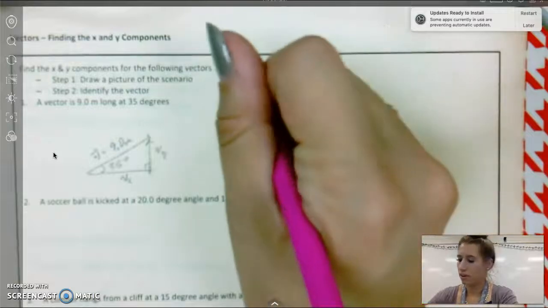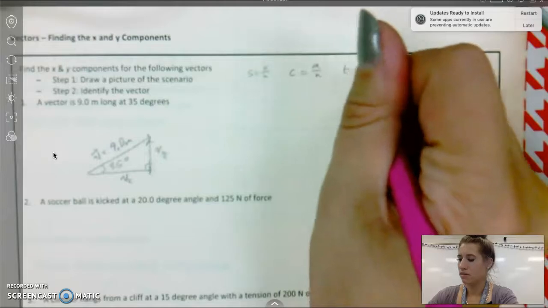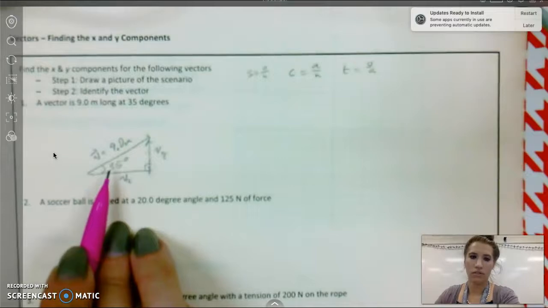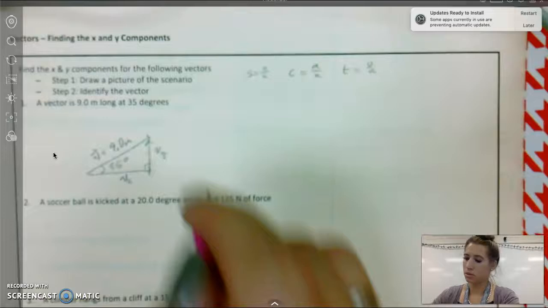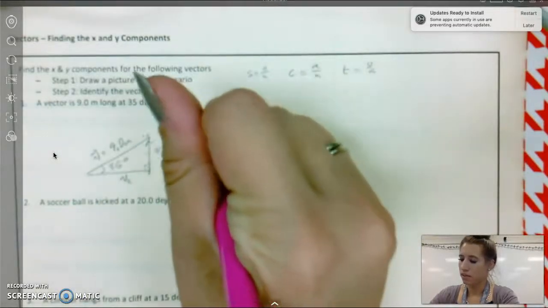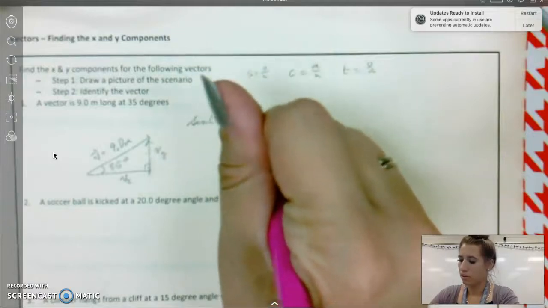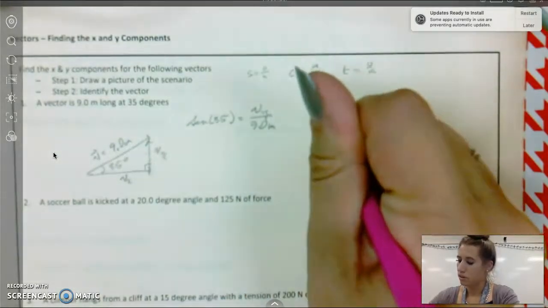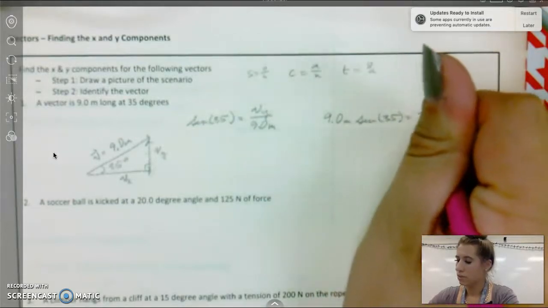A good thing to remember is SOH CAH TOA. The sine of this angle is going to equal the opposite over the hypotenuse. Let's put that in. The sine of 35 is going to equal v sub y over 9.0 meters. Then we want to get v sub y by itself, so we'll multiply both sides by 9 meters. So 9 meters times sine 35 will equal v sub y.